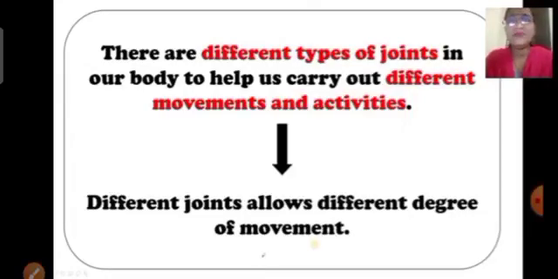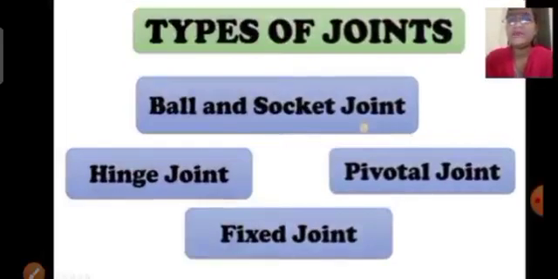You must have observed that we are able to move a few body parts in various directions and a few body parts in only one direction. In fact, we are unable to move some parts of the body at all. So what's the reason for this? Because there are different types of joints present in our body which help us carry out different movements and activities, and different joints allow different degrees of movement. The type of movement depends upon the type of joint present at the particular place. So let's study the types of joints in detail.